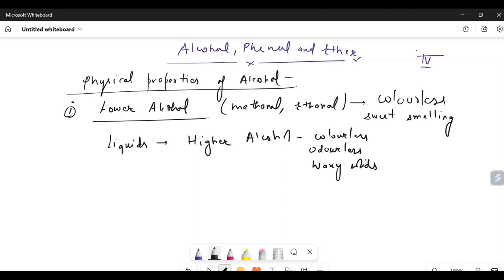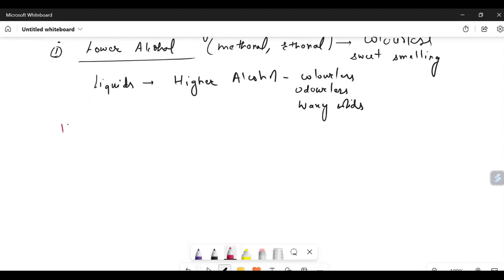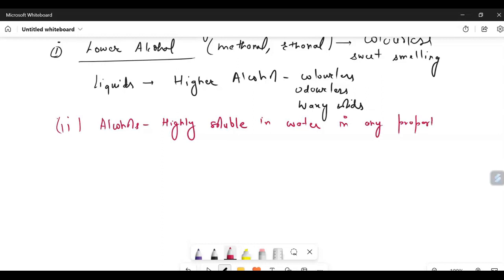Okay, the second point we are going to write about the physical properties of alcohol, you can write down with me. The second point is alcohols are highly soluble in water. Highly soluble, they can easily dissolve in the water, so we can say the alcohols are highly soluble in water in any proportion. Why? Due to intermolecular hydrogen bonding.